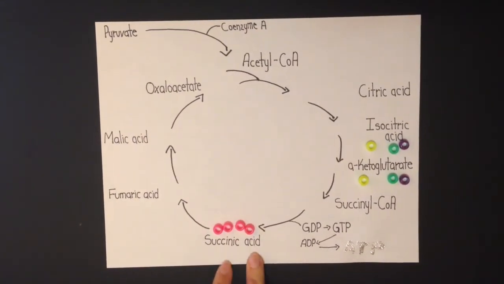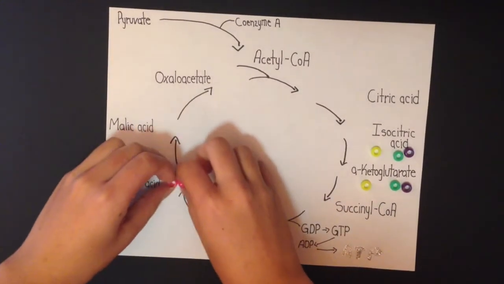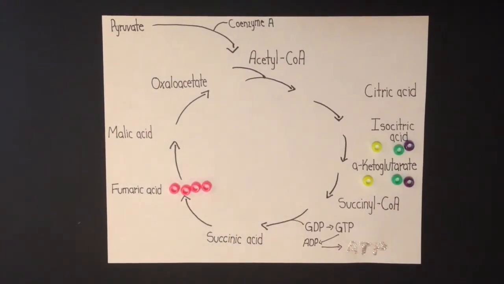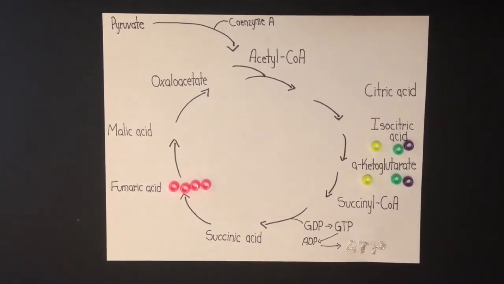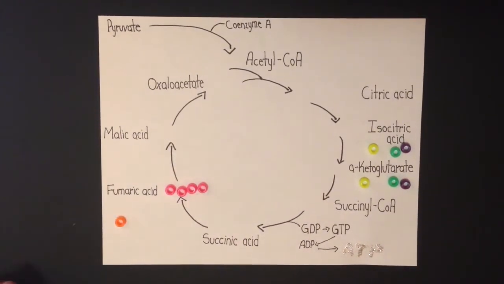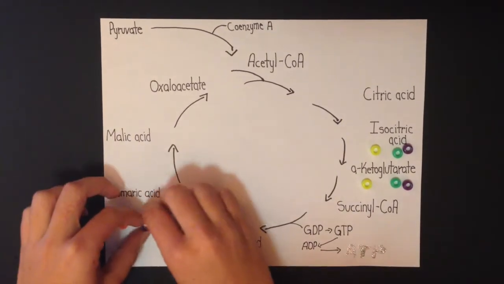Succinic acid is then broken down into another 4-carbon molecule known as fumaric acid. In this process, an FAD takes 2 hydrogen molecules, making them into FADH2.